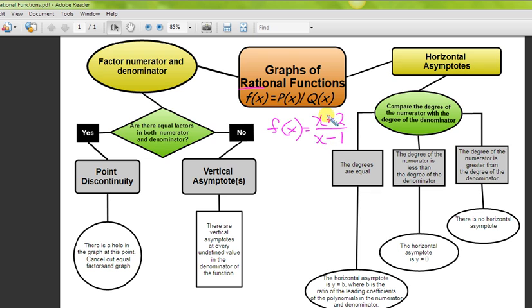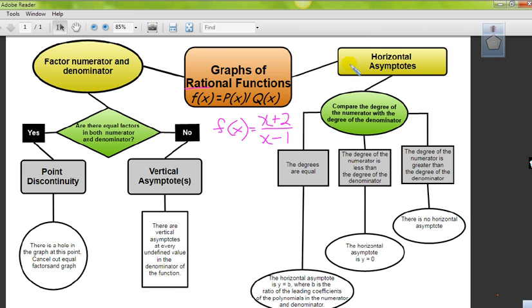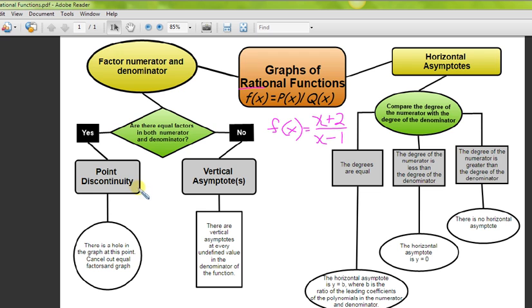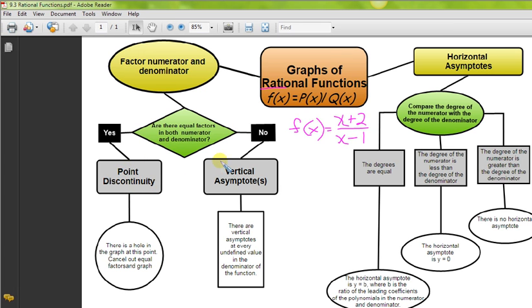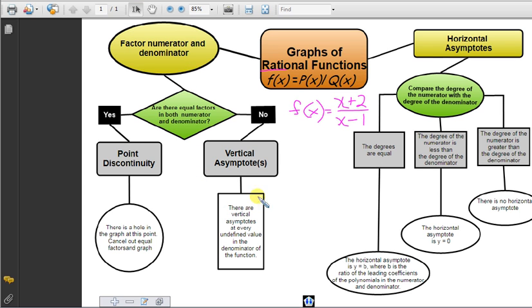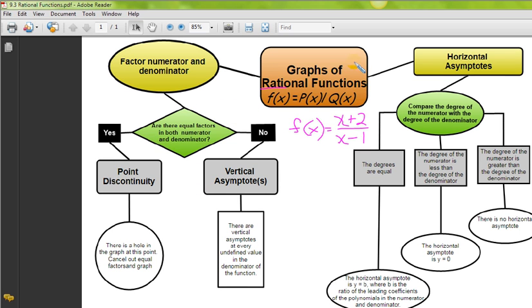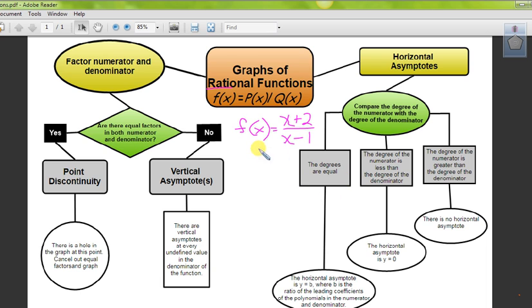If we were trying to graph this, we'd first have to understand some characteristics about it. First of all, there are horizontal asymptotes oftentimes associated with rational functions, and there are vertical asymptotes and sometimes point discontinuity, which basically means there's a hole in the graph. So there's just a lot of different things that could be going on in a rational function. For all practical purposes, we're going to take a look at this left side of the flowchart first, and in another video we'll come back and look at horizontal asymptotes.